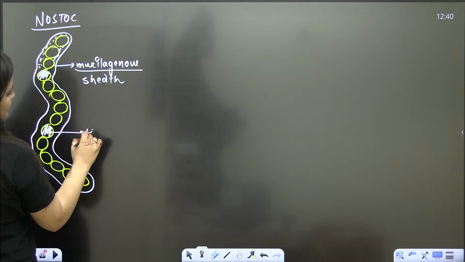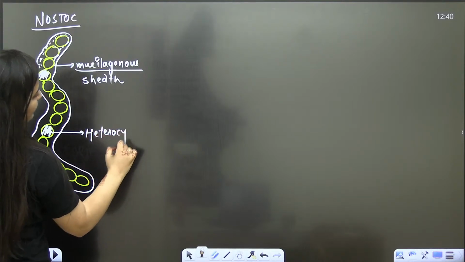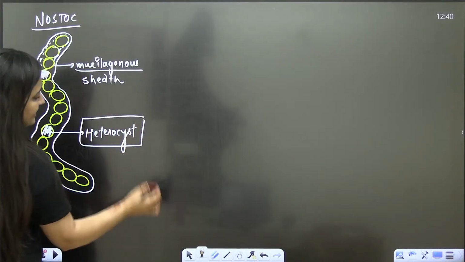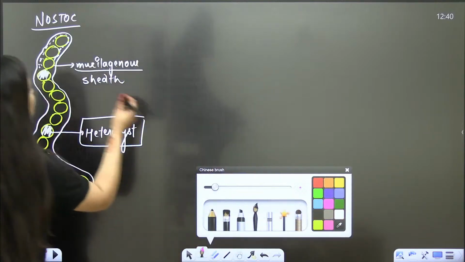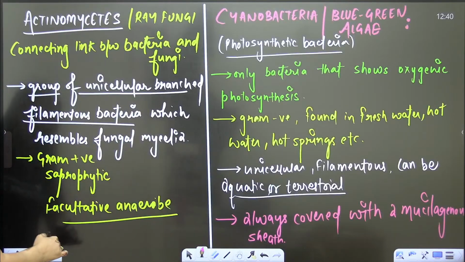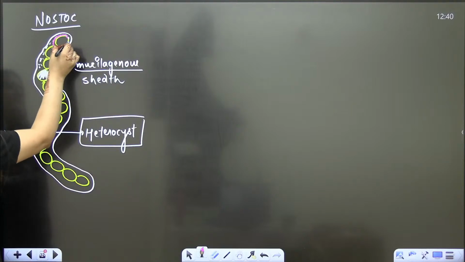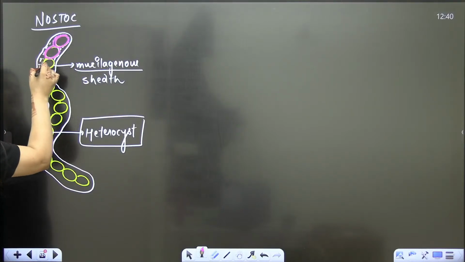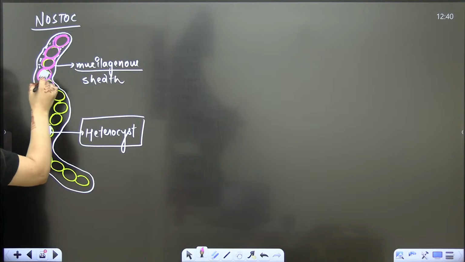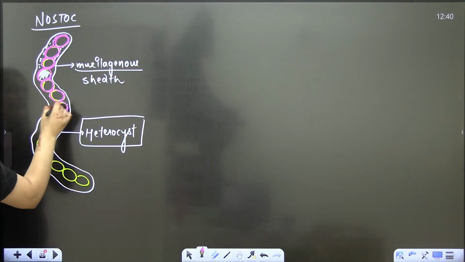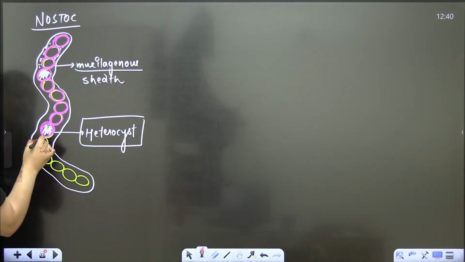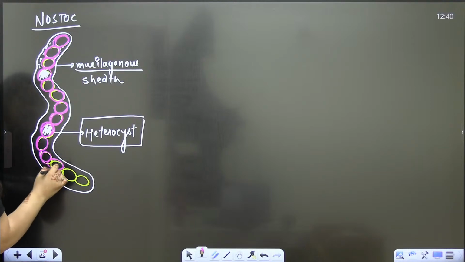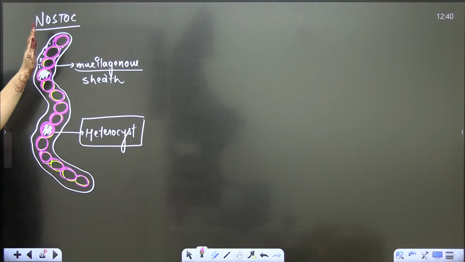If you see, these are some cells. I'm naming them heterocyst. So students, as I said, they are unicellular but can be filamentous. Single cells can join and form filaments, thread-like structures like this. Are you getting my point?